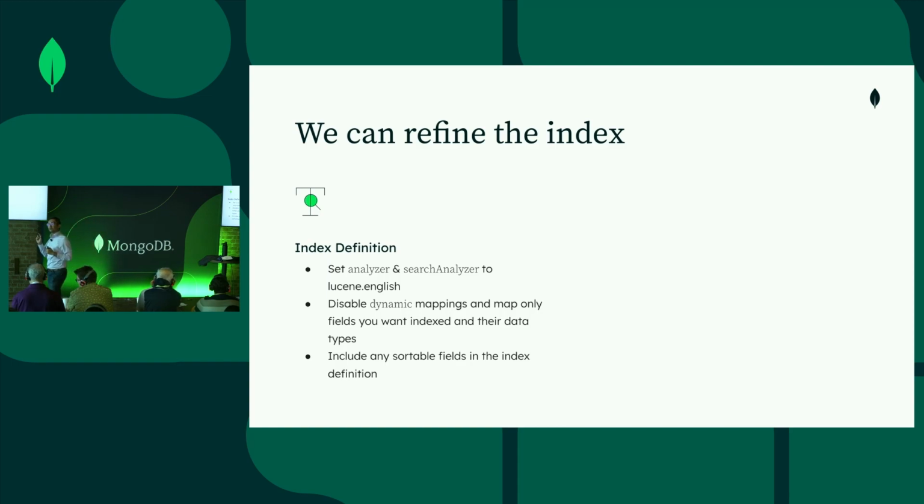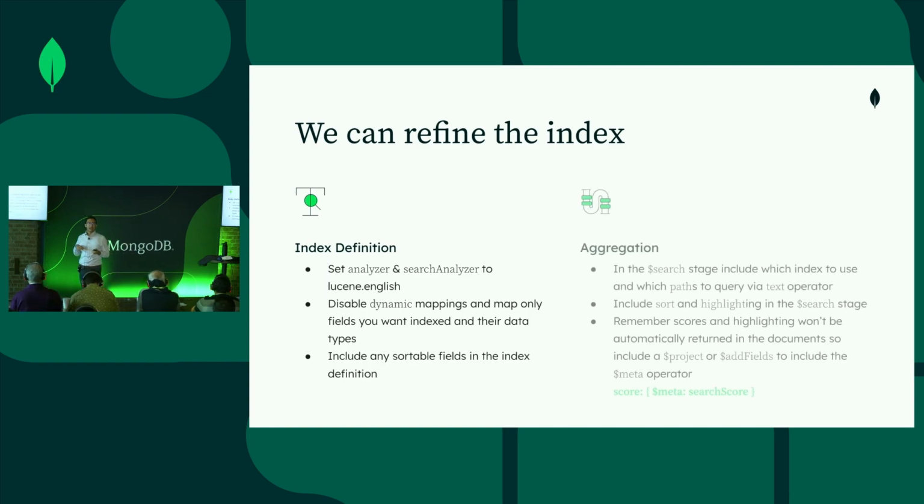We're going to change from dynamic true to specific fields such as title and full plot as the fields that I want, and I'm going to call them string because that's a data type for them. And any sortable fields I'm going to add to that index definition. In the aggregation query, I'm going to use the search stage, and now I'm going to define the path where those fields are to query. I'm also going to call on the specific index name. Remember, we used the default index, not anymore. I'm going to call the actual index name that I'm going to search on.